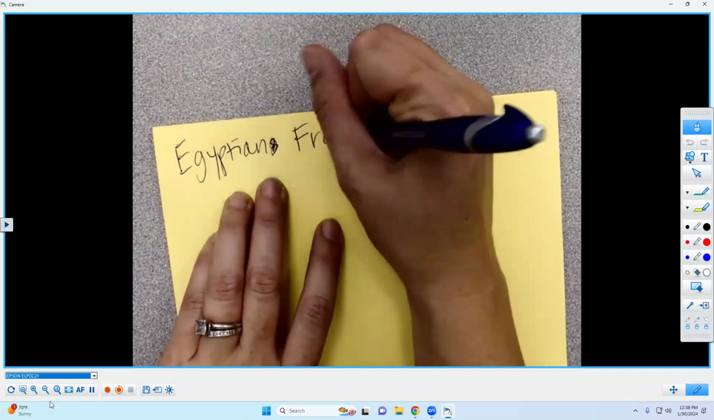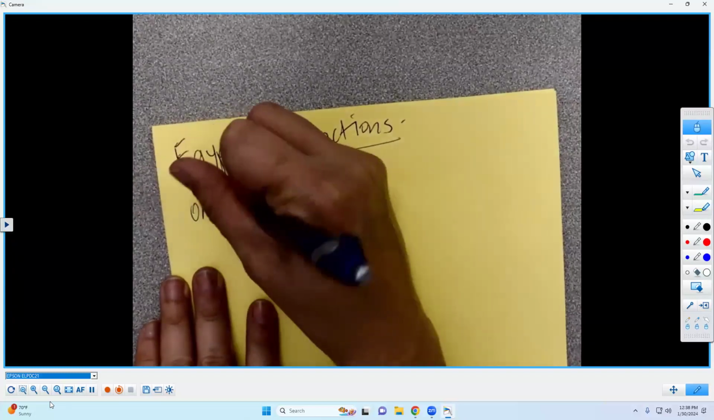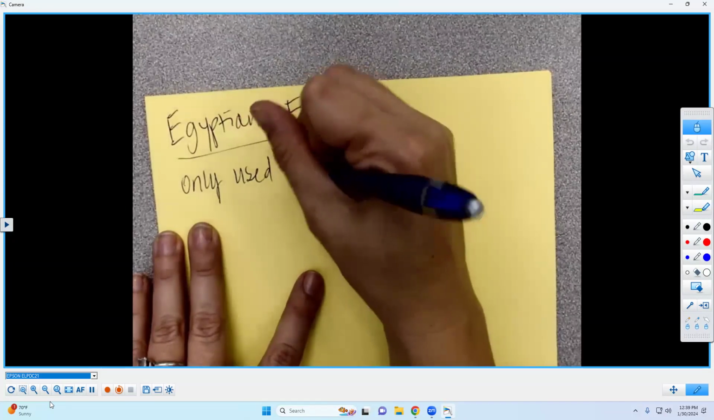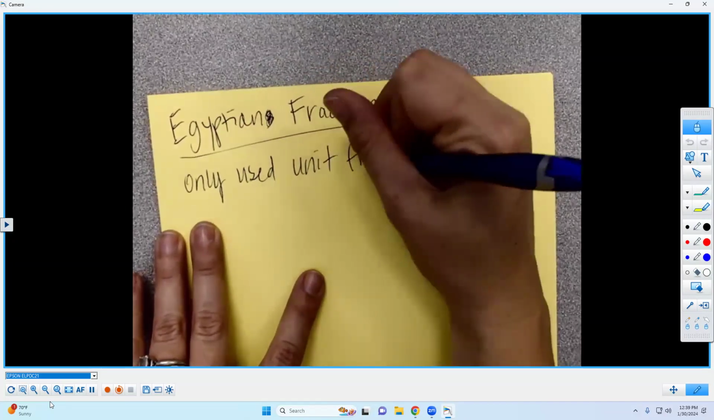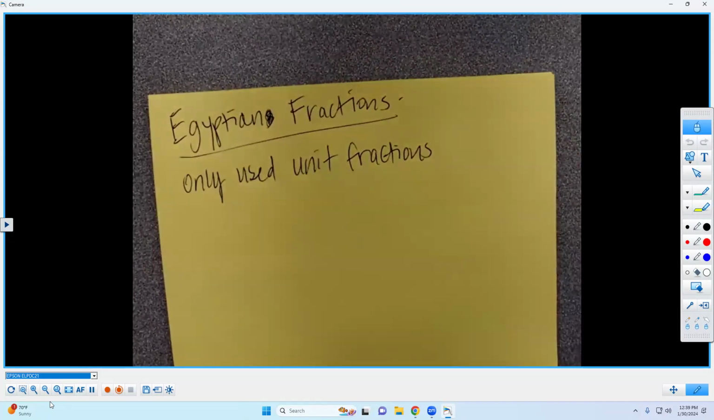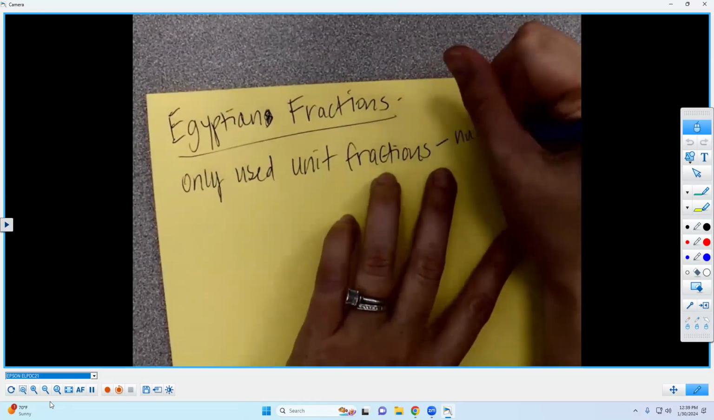So Egyptian fractions. They only used, oh, I said I'd bring white paper. I forgot. Unit fractions. So again, unit fractions have a numerator of 1.